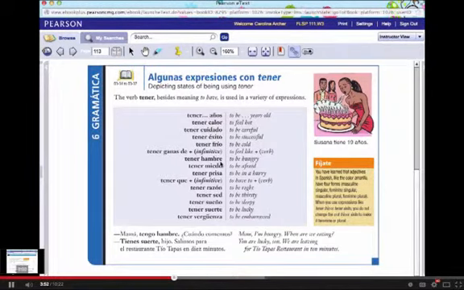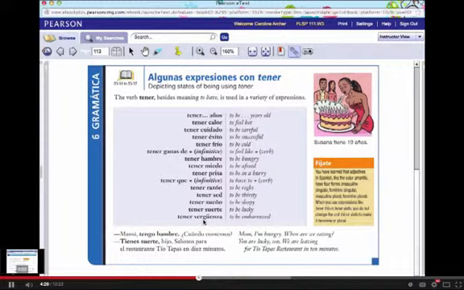Tener hambre, to be hungry. Tener miedo, to be afraid. Tener prisa, to be in a hurry. Tener que, plus an infinitive verb, means to have to do something. Tener razón is to be right. Tener sed, to be thirsty. Tener sueño, to be sleepy. Tener suerte, to be lucky. Y tener vergüenza is to be embarrassed.